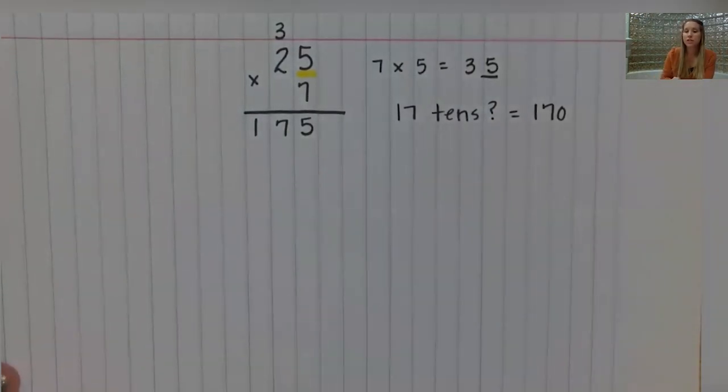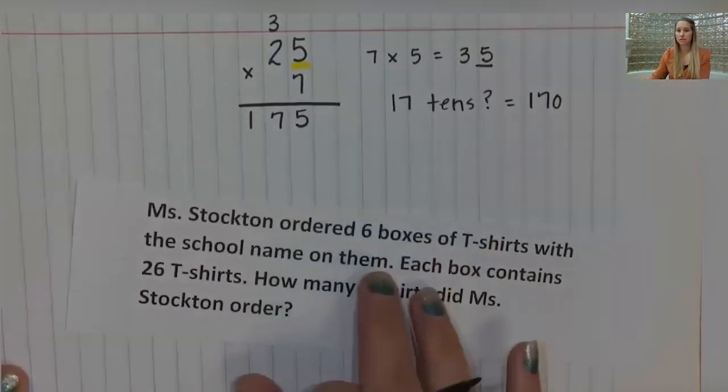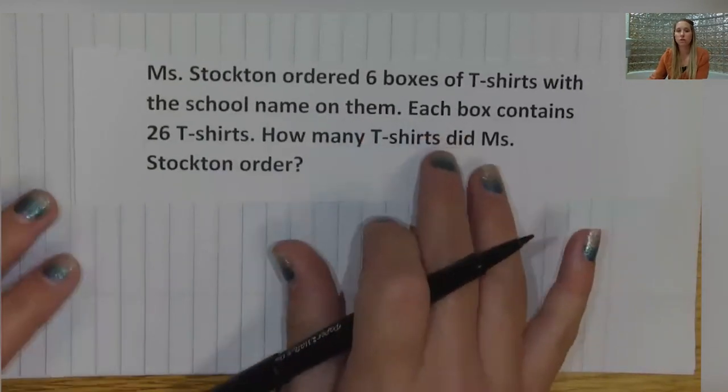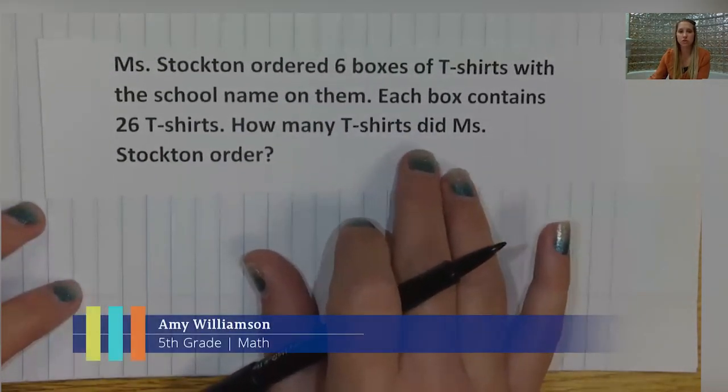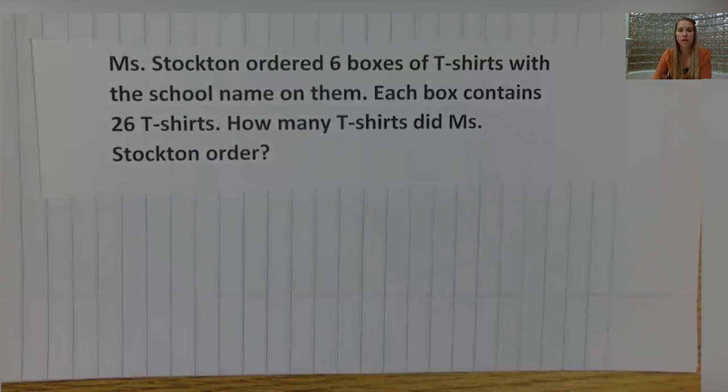Now let's use what we just discussed to solve a problem multiplying a 2-digit number by a 1-digit number. Listen to this problem. Mr. Stockton ordered 6 boxes of t-shirts with the school name on them. Each box contains 26 t-shirts. How many t-shirts did Mr. Stockton order? How do you think we would solve this problem?